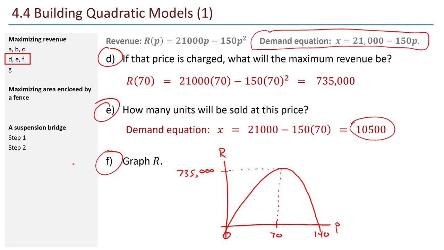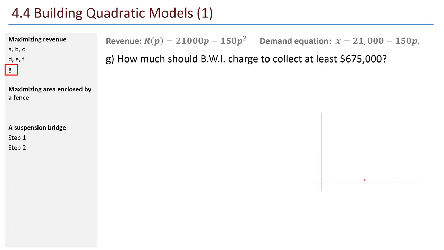One last question we can talk about. How much should Best Widgets Incorporated charge to collect at least $675,000? Here's the idea. We know that the maximum it can attain is $735,000 when it sells its widgets for $70 a piece. All right, so when it charges $70 per widget, it maximizes its revenue at $735,000. But what if it's aiming for a more modest goal, $675,000?